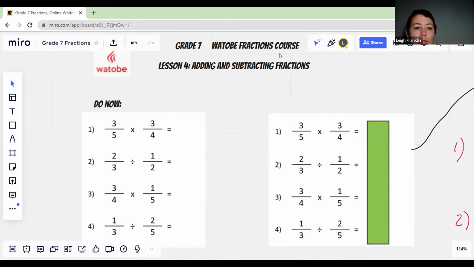So either you can unmute yourself or you can pop it into the chat, Tumelo. 9 over 5. 9 over 5, Tumelo. Okay, I got 9 over 20. Did you remember to multiply 5 by 4 at the bottom? Remember when we're multiplying fractions, we're multiplying numerator with numerator and denominator with denominator? So it would have been 3 times 3, which is 9 in the numerator, and 5 times 4, which would have been 20 at the bottom.